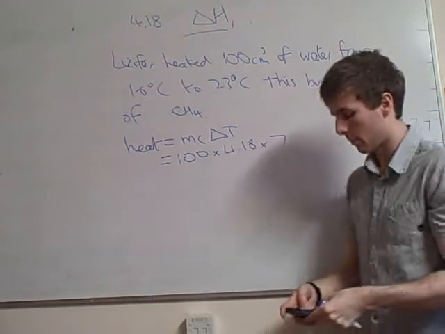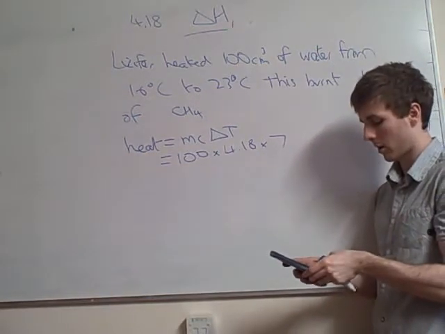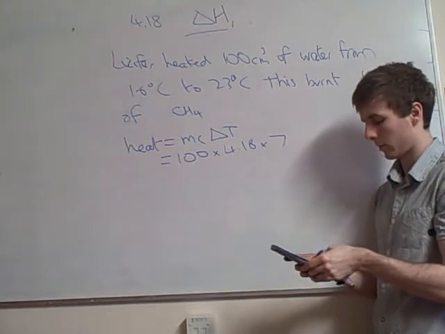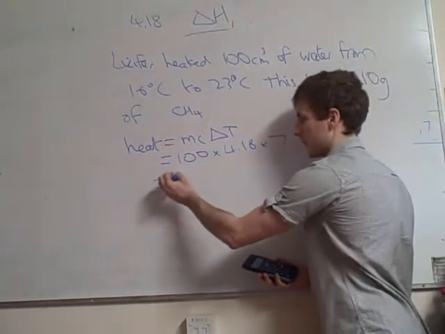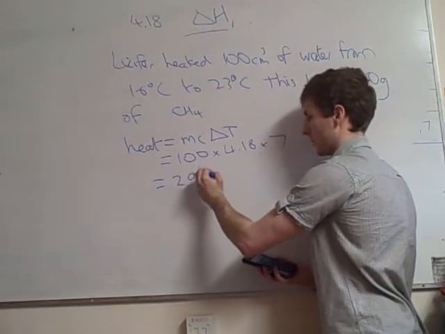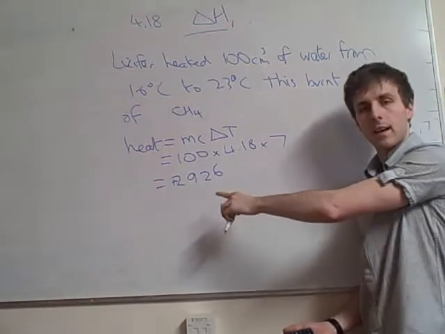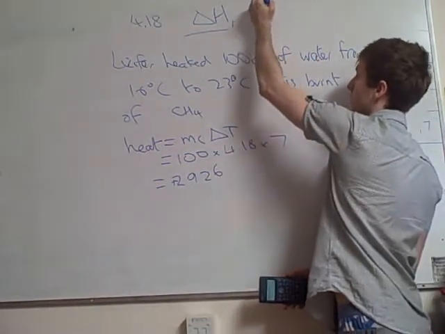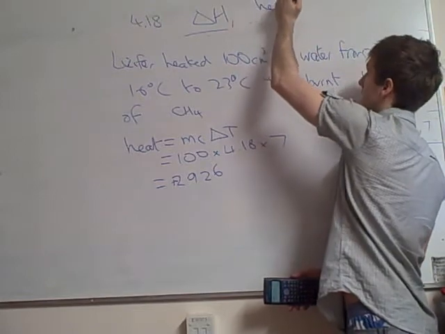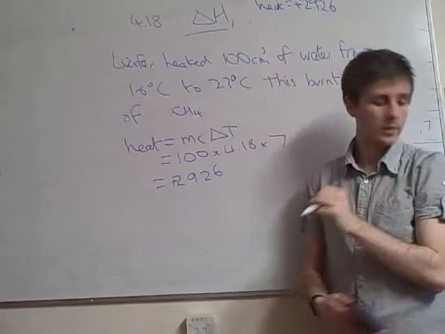So I'll put it in my trusty assistant, Mr. Calculator. 100 times 4.18 times 7 equals 2,926. And that's a positive number. So I'm just going to take that and I'm going to write it back at the top because I need space on my board. So I know heat of surroundings equals positive 2,926.